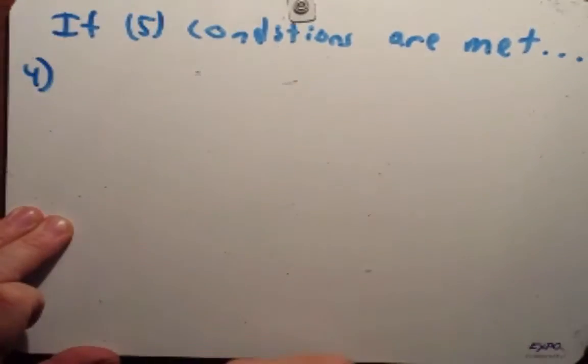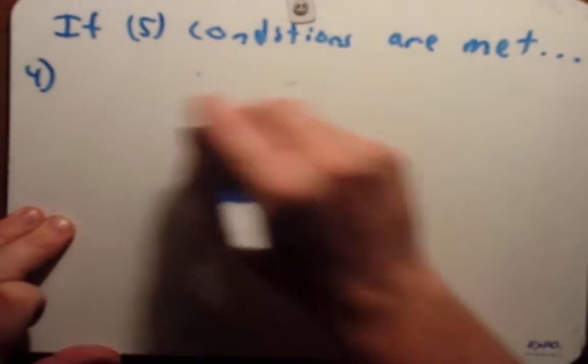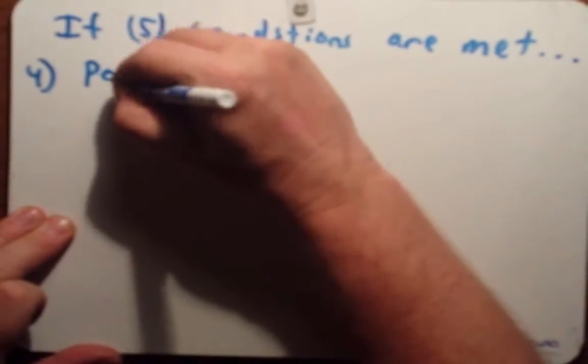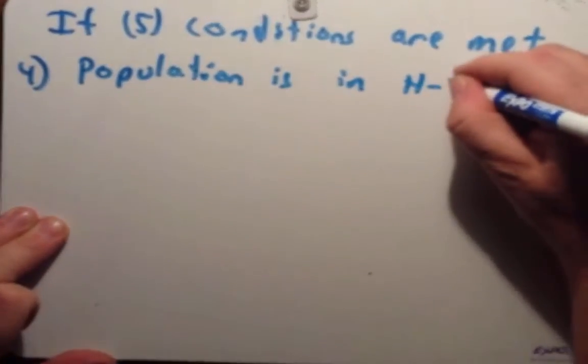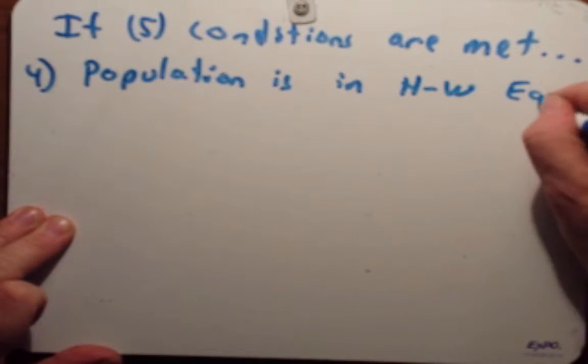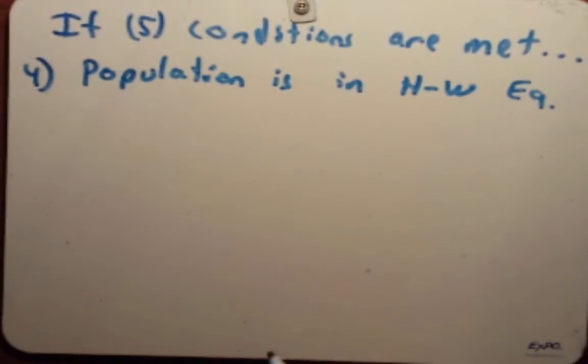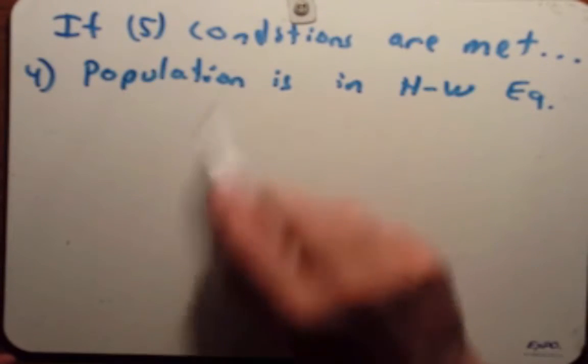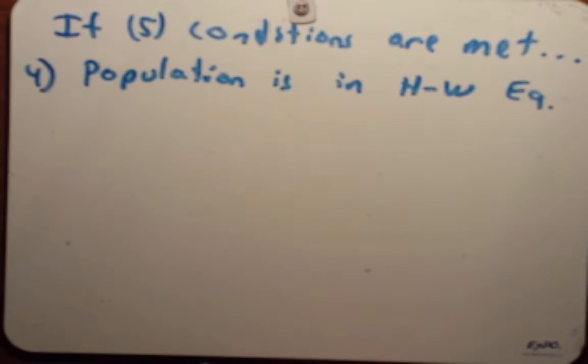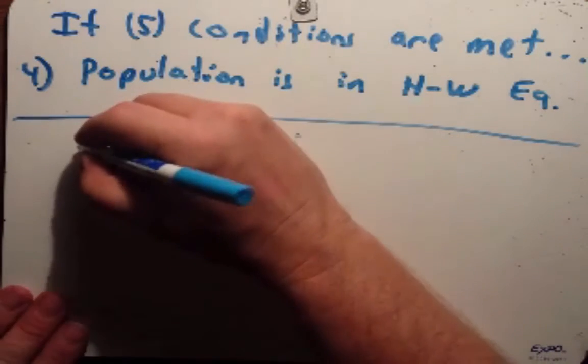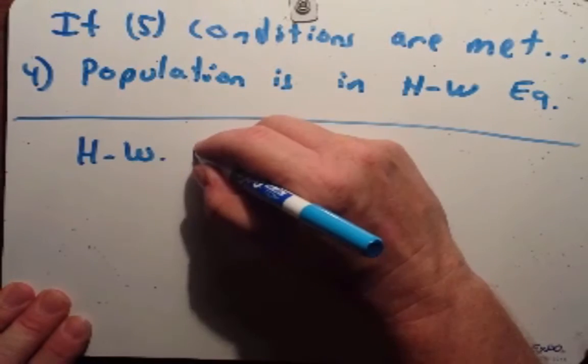Now we can list a fourth one here, and we can say that if the 5 conditions are met, the population is in Hardy-Weinberg, HW abbreviated, equilibrium, EQ. And we know that a population will stay in this equilibrium as long as these conditions are met. But as soon as one of those conditions is not met, it falls out of Hardy-Weinberg equilibrium. So if there's natural selection, if there's migration, if there's non-random mating anymore, then the population will fall out of Hardy-Weinberg equilibrium.